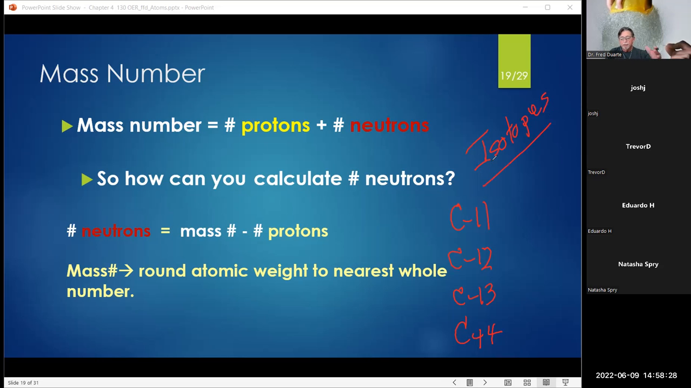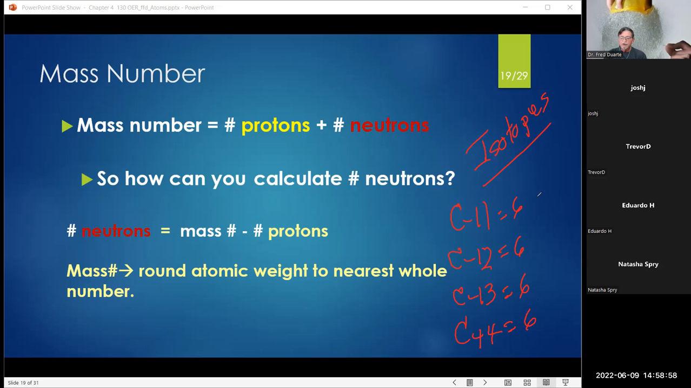You've probably heard about carbon dating, carbon 14. Well, what that is: carbon. The only difference between carbon 11, carbon 12, carbon 13, and carbon 14 is the number of neutrons. Everybody here has 6 protons. It's still carbon, okay?